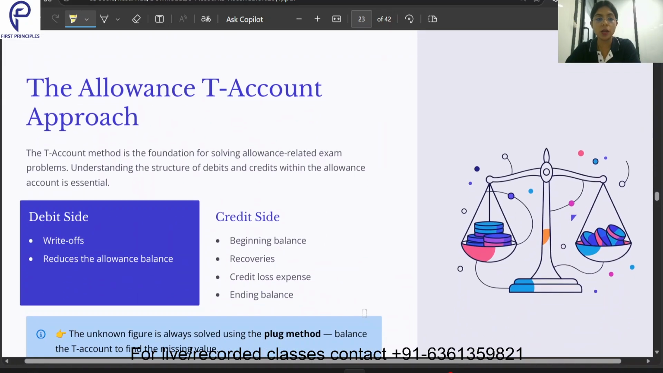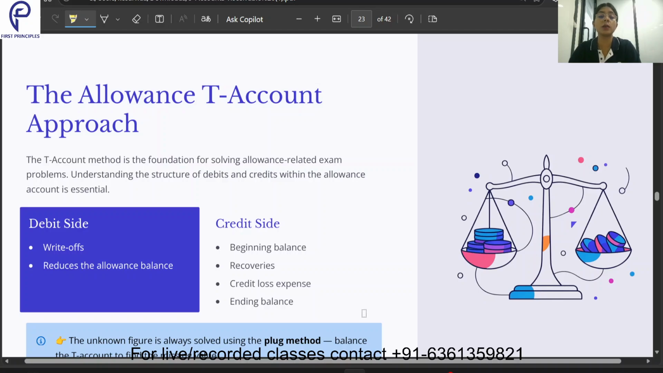Now the allowance account, the T account approach. On the debit side, first of all, the debit side is for writing it off and reducing the allowance balance. The credit side of the allowance account is for the beginning balance, then any recovery of any of the debts, then recording the credit loss expense, and finally the ending balance.